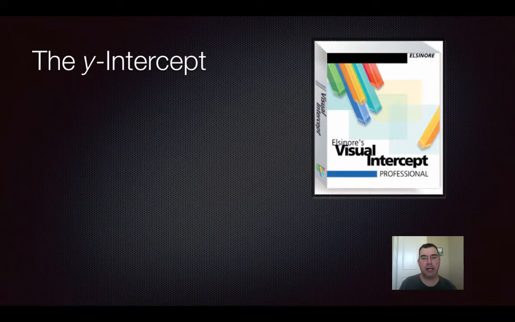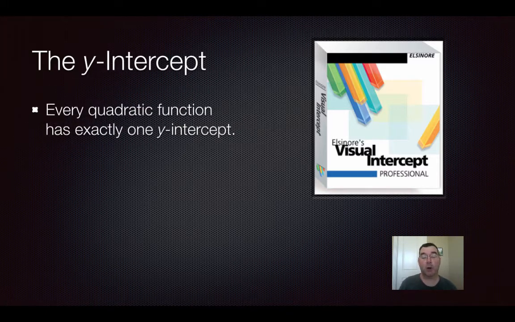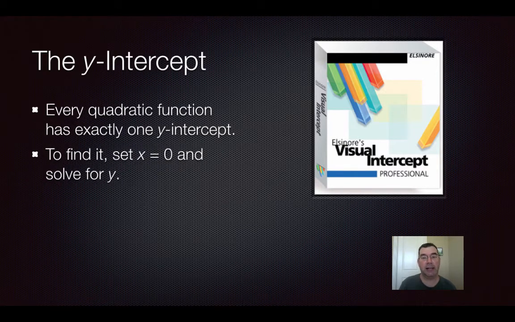The y-intercept is where this quadratic function is going to pass through the y-axis. Every quadratic function has exactly one of those. And here's how we find it. We're going to set every x equal to 0 so that y is the only variable we have, and we will solve for that value of y.